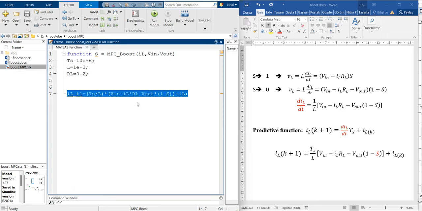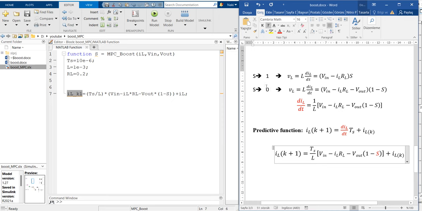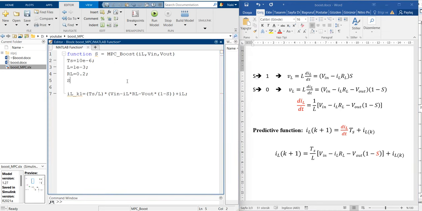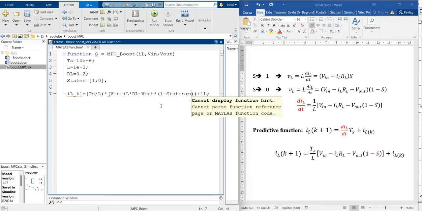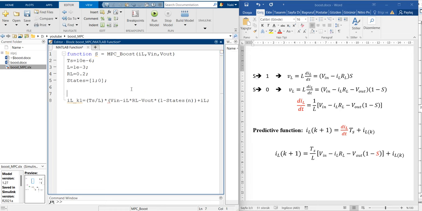So the equation is dependent on the switching state, but to evaluate this function we have to use these two options here. S can be 1 and S can be 0. I am defining the possible switching states vector here. S can be 1 and 0. And instead of using the actual switching state, we have to try it. We have to evaluate it depending on the possible switching state. I am defining n here, and I will put this function into a for loop that starts at 1 and ends at 2.